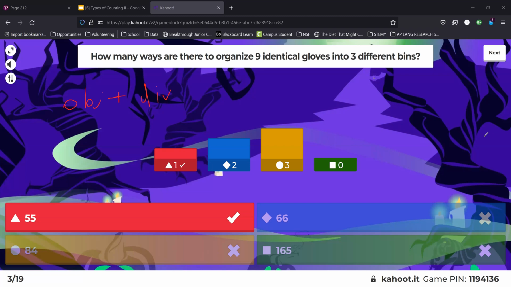So in this case, there would be 11 objects plus dividers, which would be 9 plus 2. Choose, and then there would be 9 gloves. So it would be 11 choose 9 or 11 choose 2. And that would just be 11 times 10 divided by 2 or 55. So hopefully that explains it.